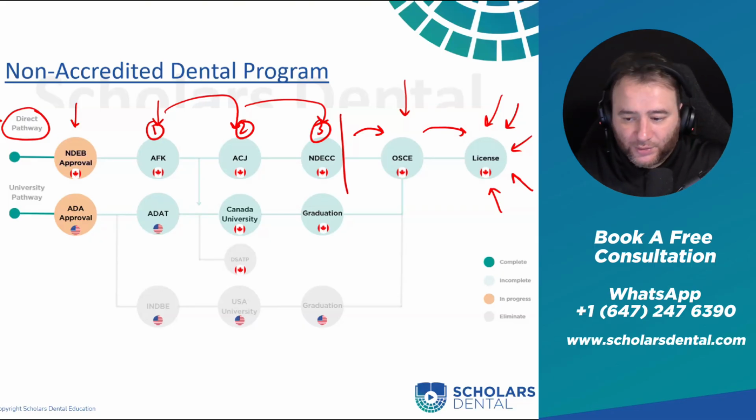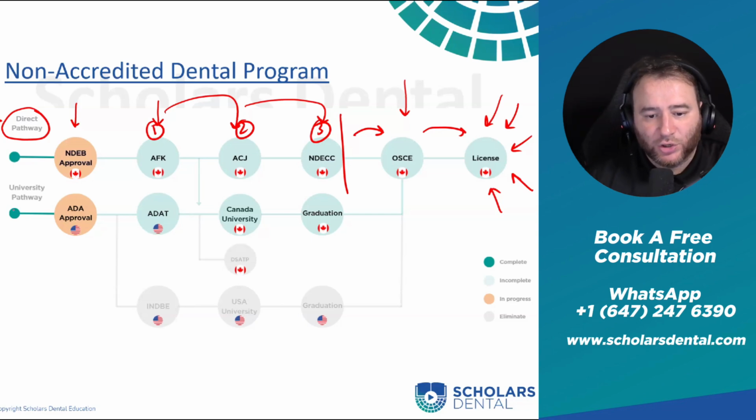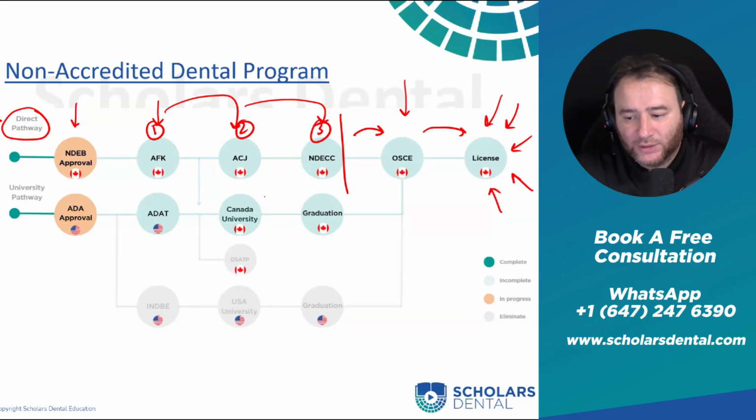Now, the other pathway to getting your license in Canada is going to a Canadian university. Some dental universities in Canada have open seats for internationally trained dentists, and they have created a kind of shortcut program to complete the dental school here, right? Usually it's a 2-year program, sometimes a 3-year, depending on the school.